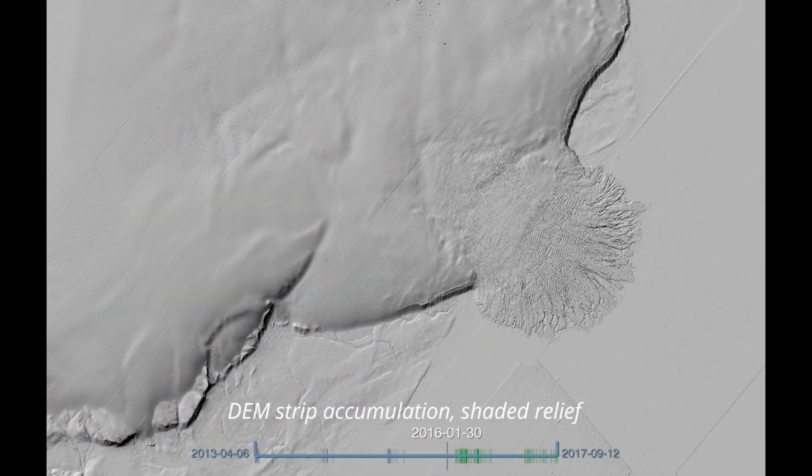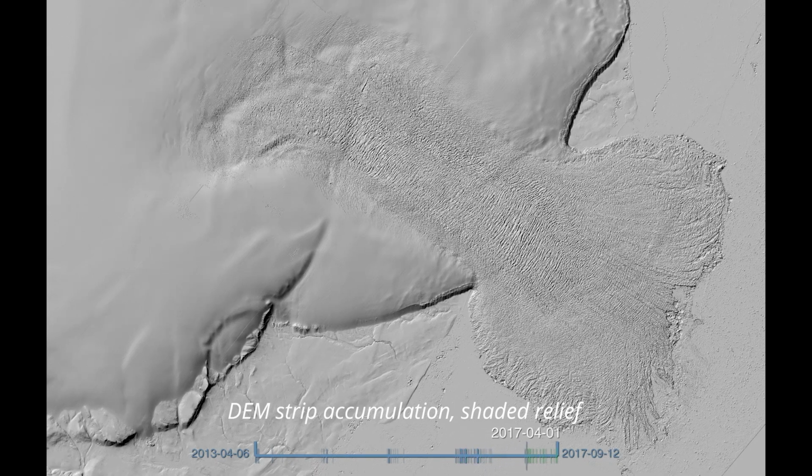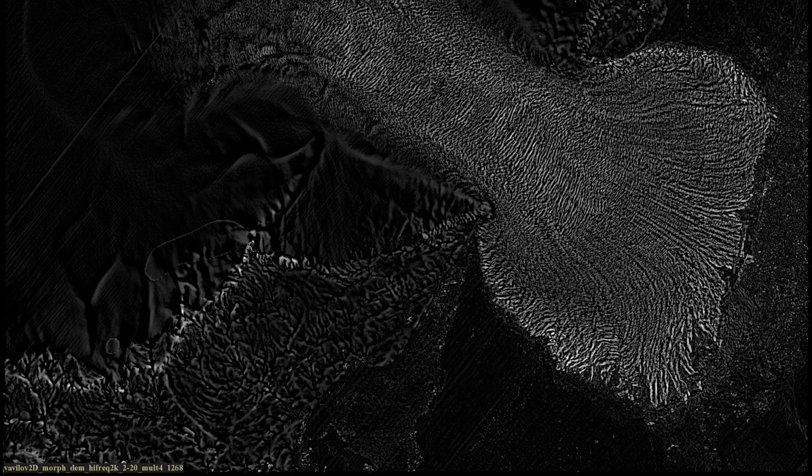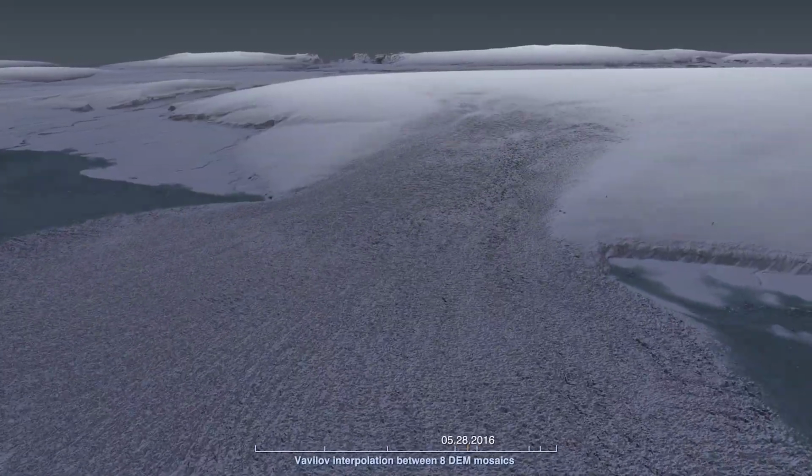The DEM data was observed at discrete times at irregular intervals, days or months apart. To give the sense of continuous motion, we used morphing interpolation in Nuke on the high spatial frequency ripples in the collapsing Vavilov ice to create three-dimensional evolving topography.